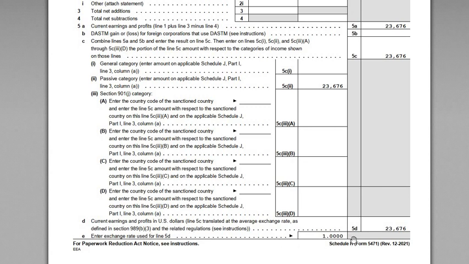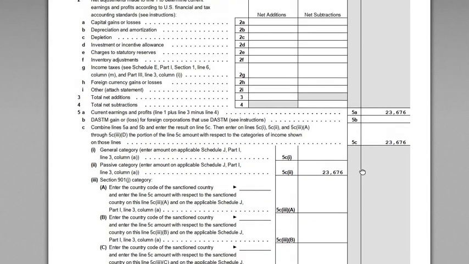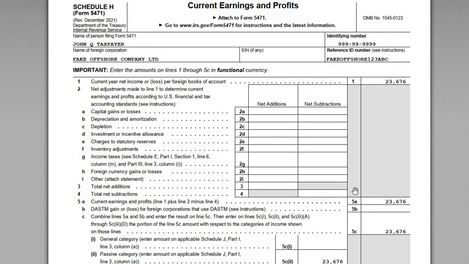Now, at the bottom here, 5D, we have the current E&P translated to US dollars, and then on line E, we have the exchange rate used. Now, remember, in this context, our E&P is just computed using US dollars because that's our functional currency. So I've entered 1.000 as the exchange rate because we are just using US dollars, right? So nothing too complex here. So we have $23,676 as the E&P.